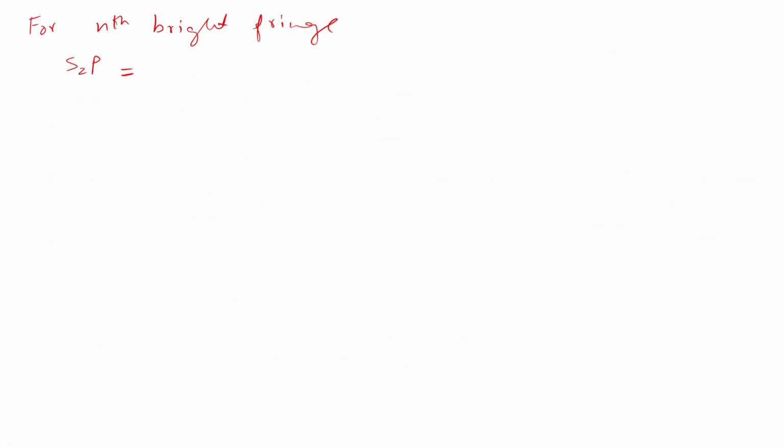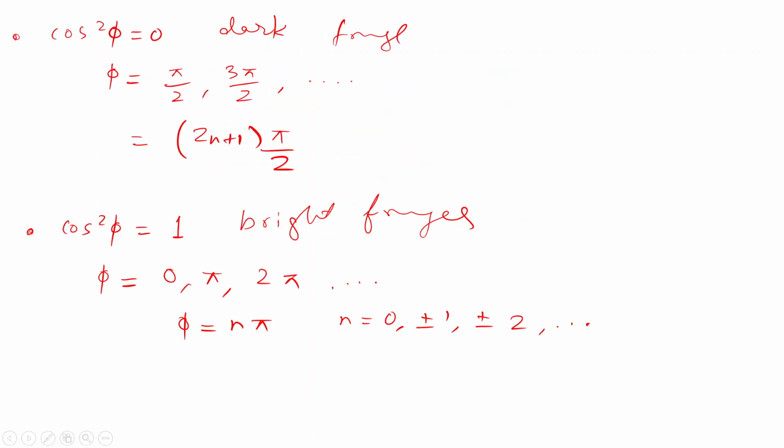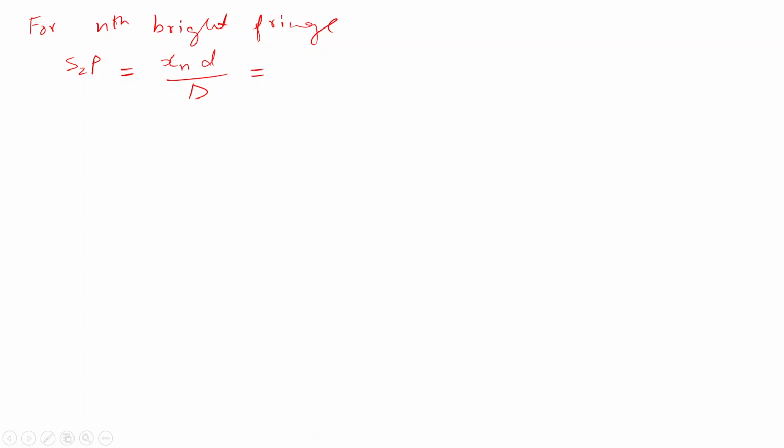So it will be, let's call the distance xn, multiplied by d by capital D. This is the path difference formula that we just now derived. So that will be the path difference, and it will be for bright fringe, because just here we saw for bright fringes the phase difference should be n times pi. So here also, if you are talking about bright fringe, then this path difference would be n lambda.